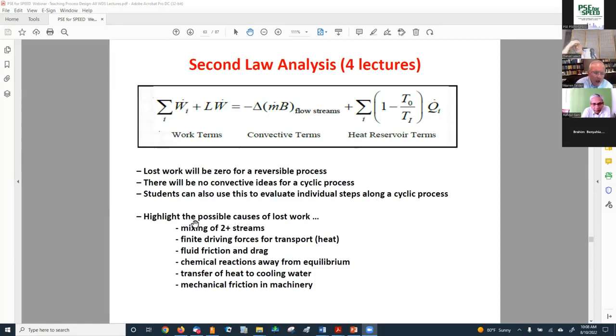And then we highlight, as we're teaching this, the possible causes of lost work: the mixing of 2 or more streams, the finite driving forces for heat transport, the fluid friction and drag, and you all know, I don't think I need to go through all of this.